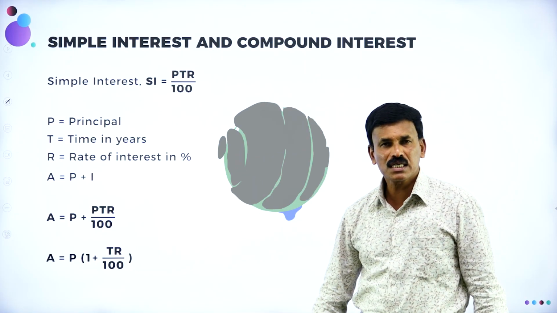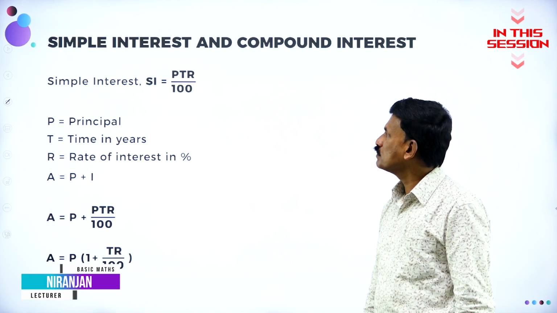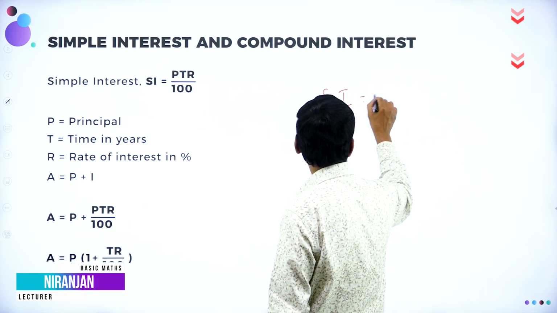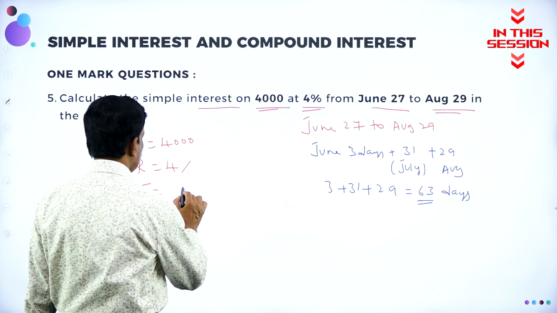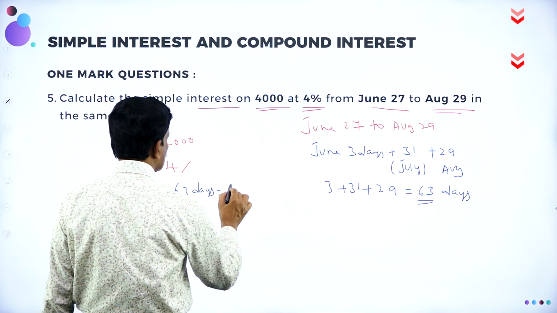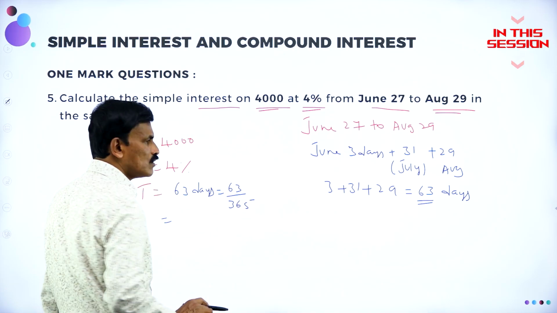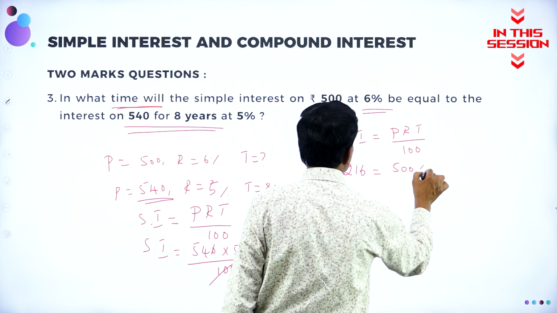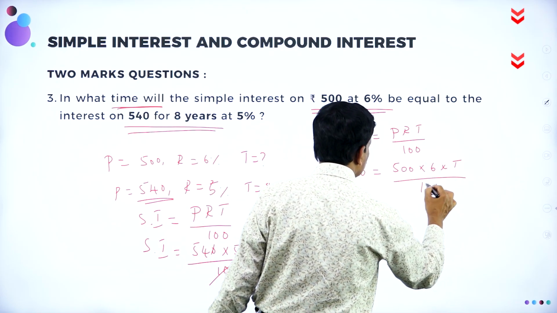The simple interest can be calculated using the formula SI, simple interest is equal to PTR over 100, or you can also write it like this, simple interest is equal to PRT over 100. The time period is 63 days. This can be written as 63 divided by 365 days. What is the principal? Principal is 500, rate of interest is 6, and the time we don't know, divided by 100.